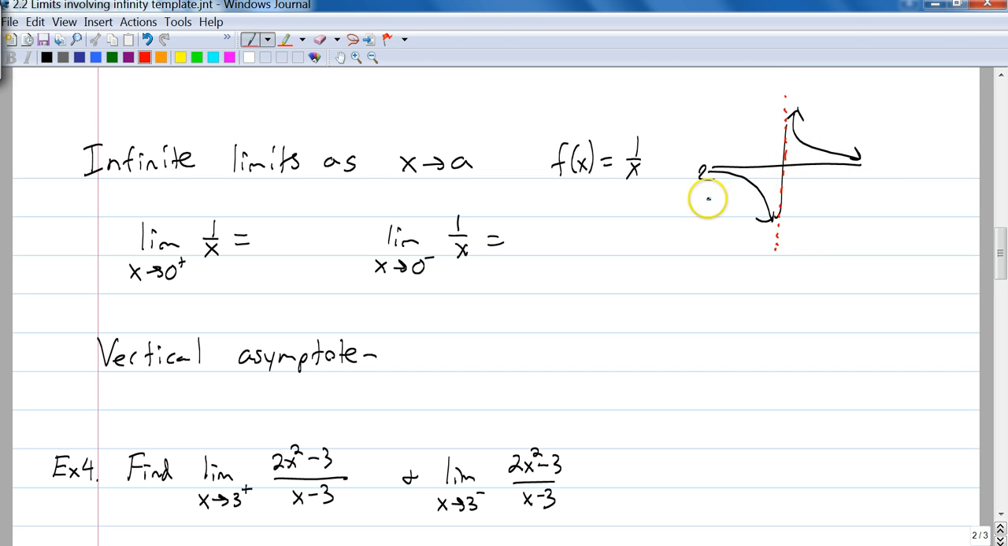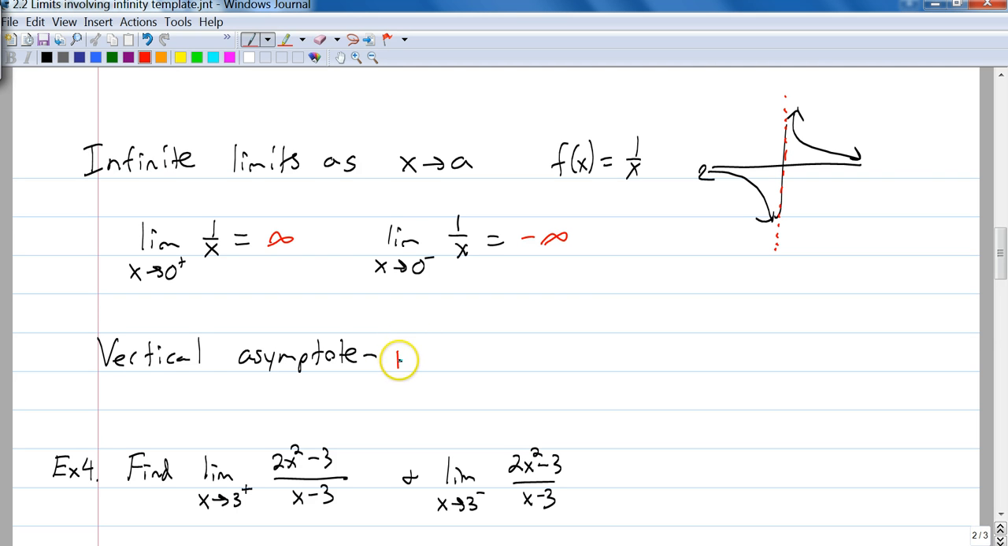So if we look at this, as x approaches 0 from the right, this is going to go up forever and ever in the positive direction. So we would say this is approaching infinity, and as you come from the left, it's going down forever and ever, and we would call that negative infinity. So what happens at a vertical asymptote?